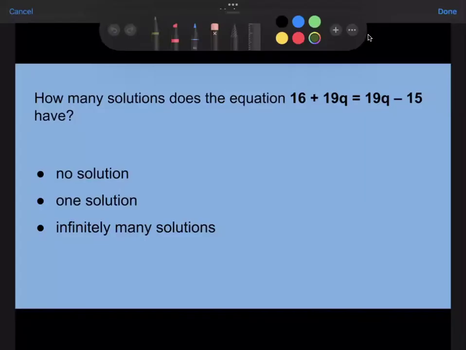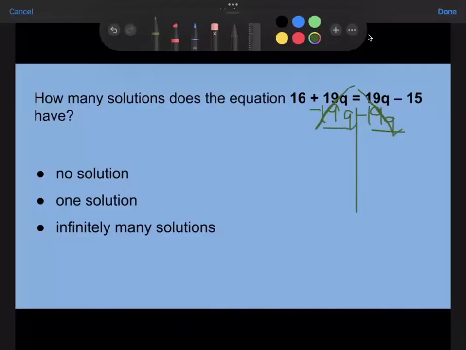Okay, here's our next equation. We're going to try to see if we can determine how many solutions it has by eliminating the variables. So we have 19Q on both sides. What that means is I can subtract 19Q from both sides. It really doesn't matter which one I do or where it moves, it's going to be the same. So 19Q minus 19Q eliminates the variable from both sides.